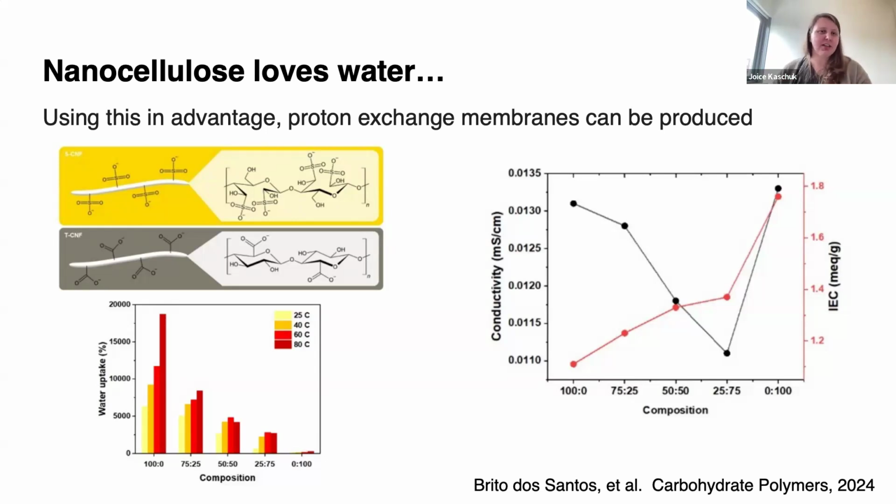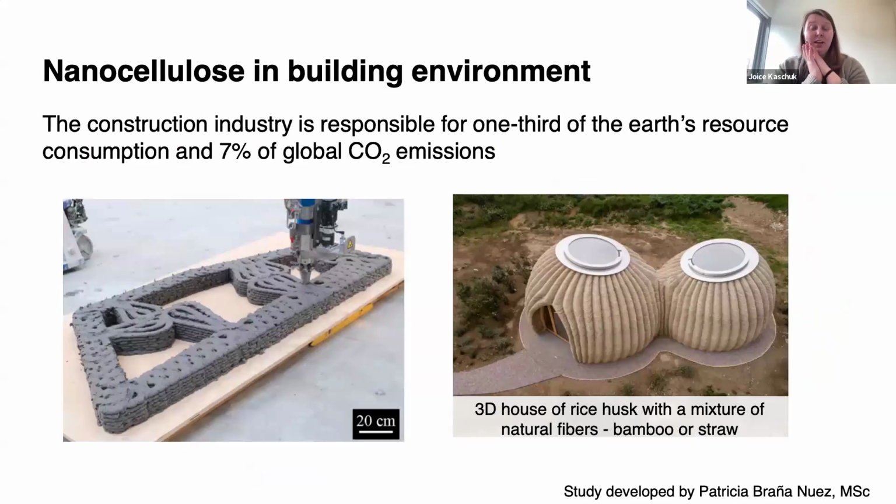Now I'm going to start talking a little bit about some projects that we are currently developing at work. So I will start with one on nanocellulose in the built environment. I think there are a lot of people in our community who have been discussing the integration of nanocellulose in cement, and this is quite interesting because you can decrease the amount of CO2. As you can see here, the construction industry is responsible for one third of the consumption of resources, but also 7% of the CO2 emissions in the environment.